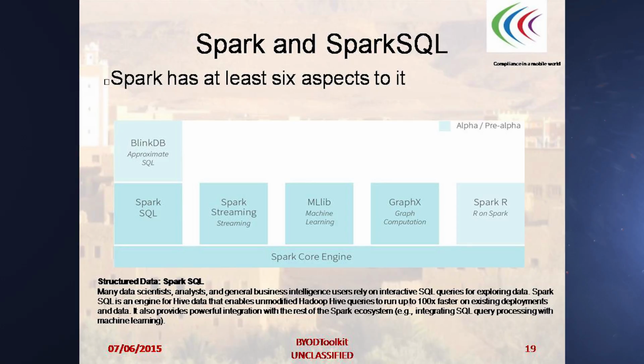Okay, Spark has at least 6 aspects to it. I've talked about Spark SQL. I've talked about Spark Streaming. Spark Streaming means that you take a second's worth of data, or 100 milliseconds worth of data, and you process it as if it was a static lump. So you can start to extract trends and information from it.